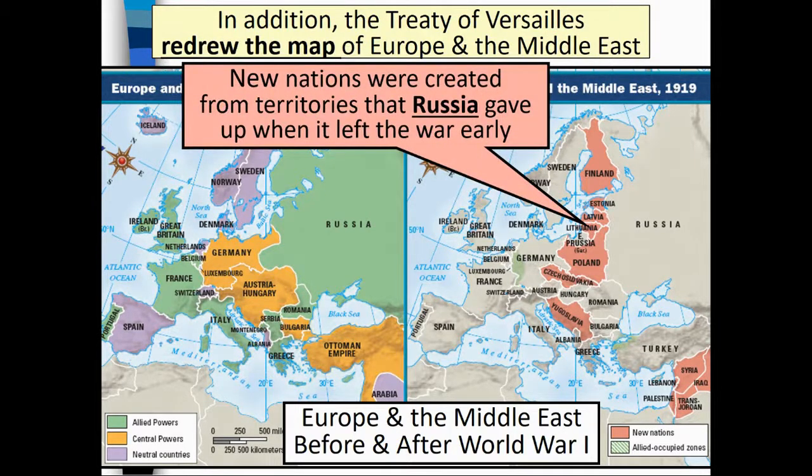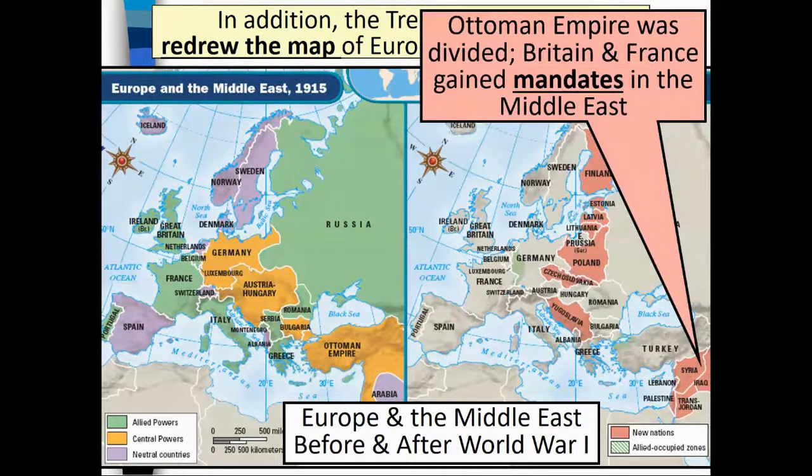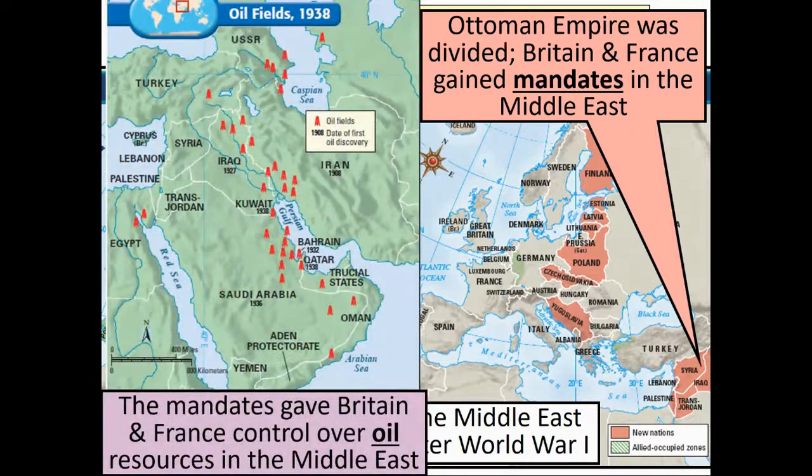New nations were created from territories that Russia gave up when it left the war early. The Ottoman Empire was divided. Britain and France gained mandates in the Middle East. These mandates gave Britain and France control over oil resources in the Middle East.